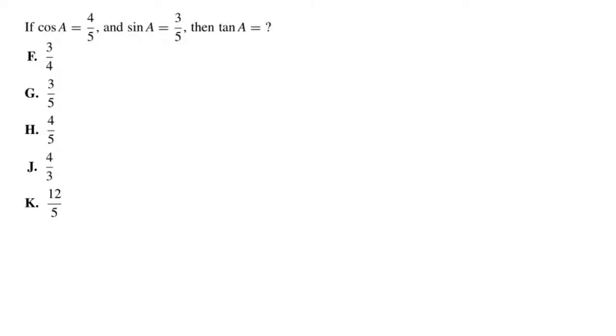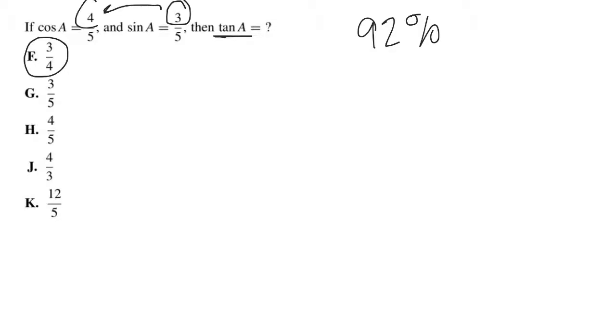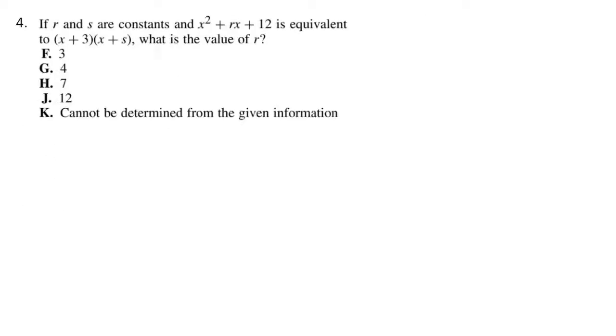For this next one, awesome, 92% got that. That is awesome, 92%, yay. The correct answer for this one was F. And for this, if you're talking about tangent, a quick way to find that, given sine and cosine, remember it's the numerator of sine over the numerator of cosine. So it's going to be 3 over 4. Good job for getting that.